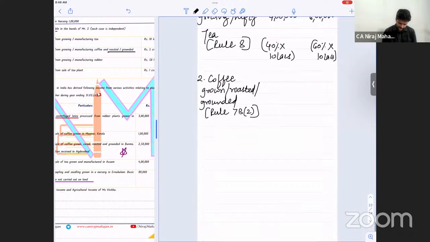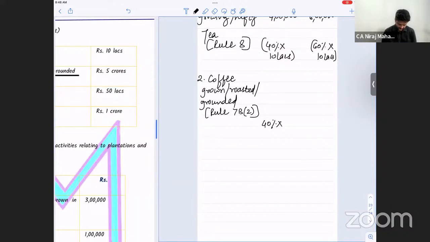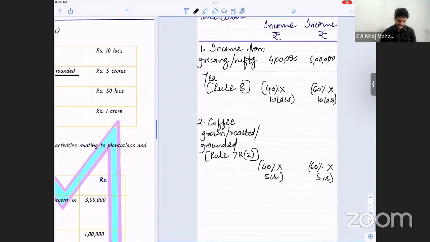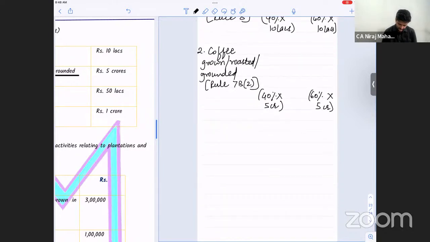Again 60-40. So again 40% of what? 40% of 5 crores. My goodness. And 60% of again here also 5 crores. Right till here all of you? So this we are talking of 2 crores here on the left hand side. That is business 2 crores. And here we are talking of 3 crores. Correct? Done?